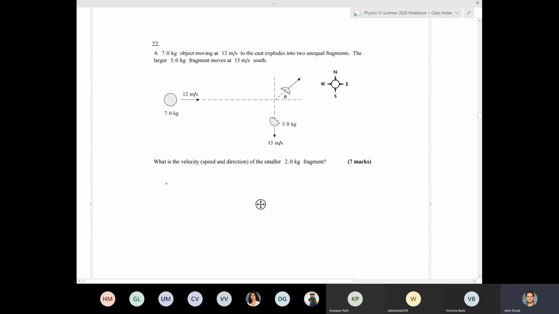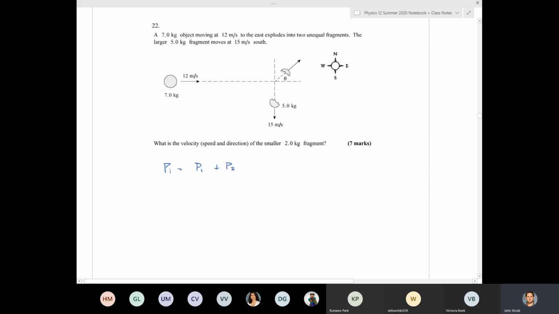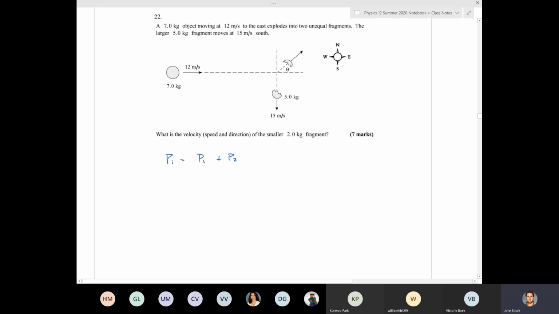So in this case, we have one object, P initial equals P1 plus P2 after the explosion. And in terms of vectors, it looks like this. This is your original. Your P1, let's say, is this one, and P2 is this one. We're trying to solve for P2. So I'm going to draw it like this: P2 plus P1 equals P initial.